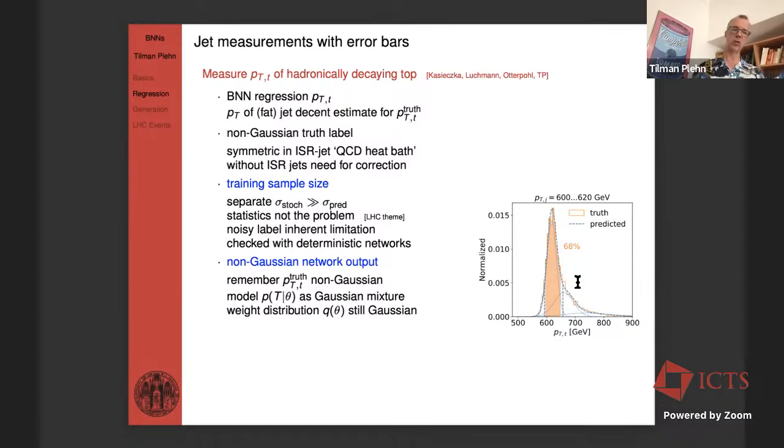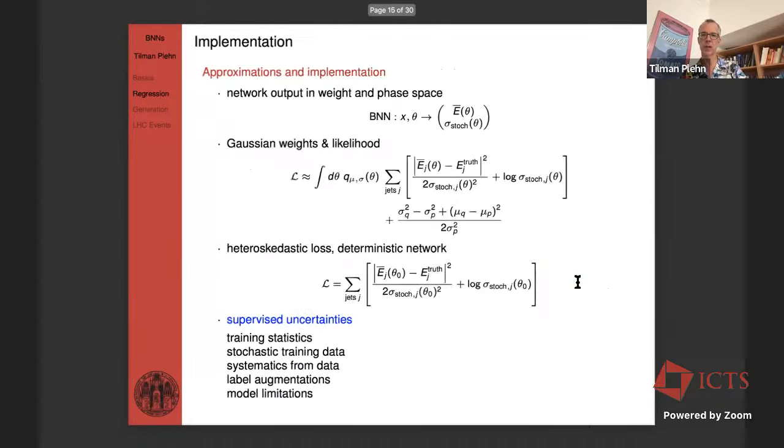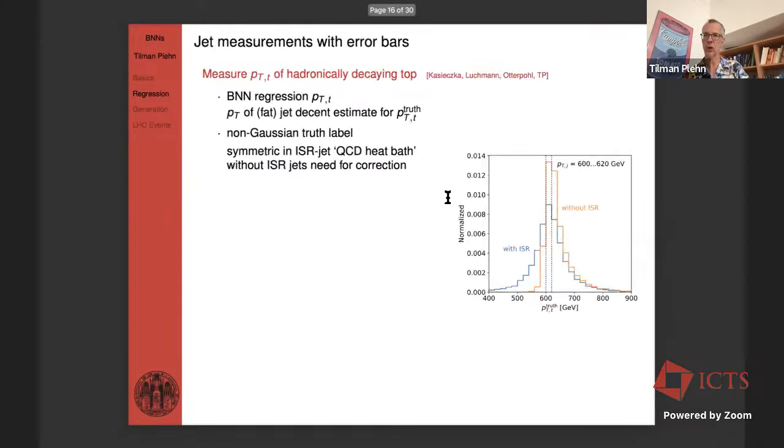Here's something like, can I describe a non-Gaussian version? Because we always get criticized, can you do this? Because your theta distributions are Gaussian. Well, we can, because the theta distribution is not the uncertainty of my network output. My network output is sigma stoch, right, for instance, or sigma pred. And you can easily, trivially replace the stochastic uncertainty that we had here by a Gaussian mixture model if you don't want this to be Gaussian.